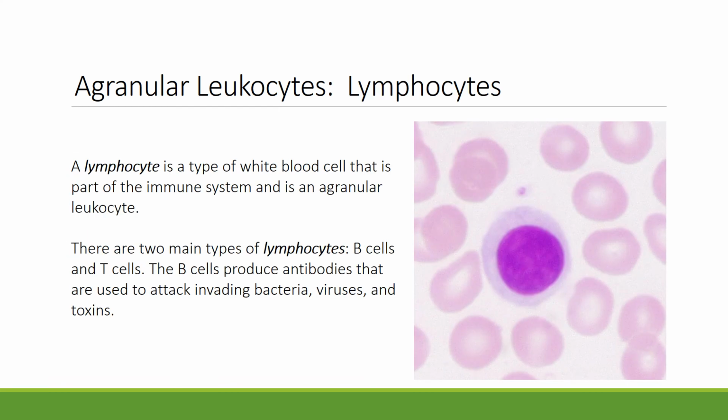The first agranular leukocyte is a lymphocyte. It's a type of white blood cell that's part of the immune system, and because it's agranular, there are no grains in its cytoplasm. There are two main kinds of lymphocytes. They are B cells and T cells. The B cells produce antibodies that are used to attack invading bacteria, viruses, and toxins. The T cell plays an important role in immunity.